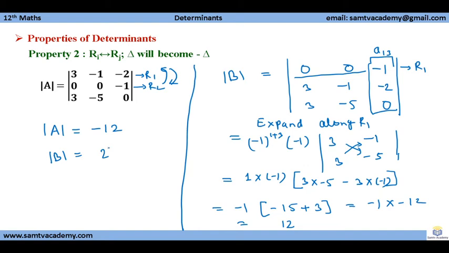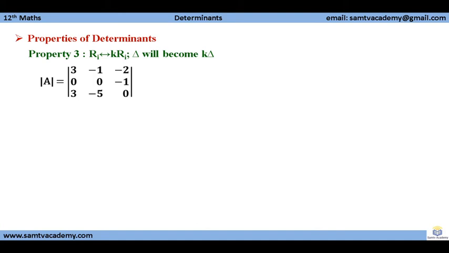Value 12 means if we interchange R1 and R2 a single time, then a negative sign will come. This negative sign means a sign change will be there. So we have seen this is minus 12 and this has given a sign change, that is 12. Now let's see property 3.